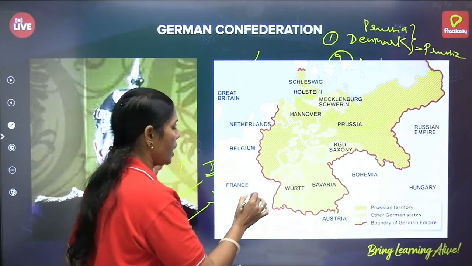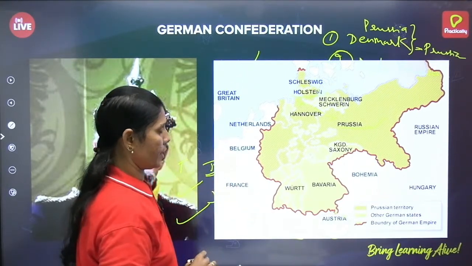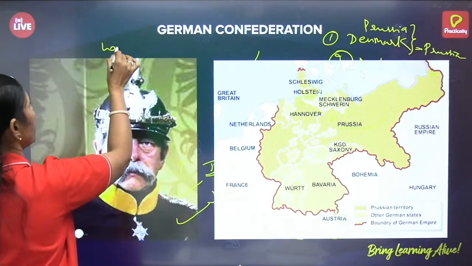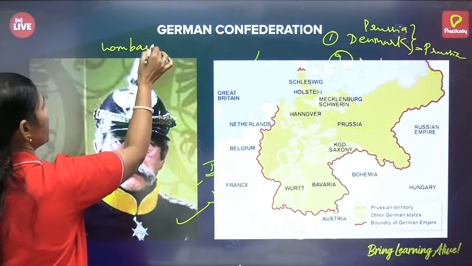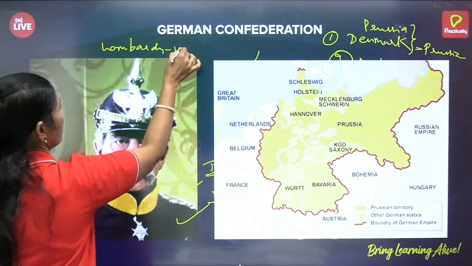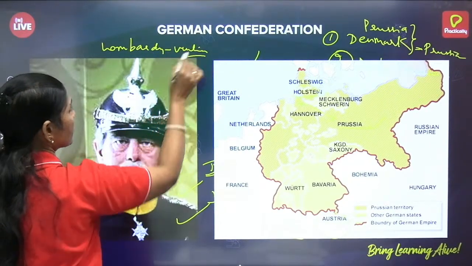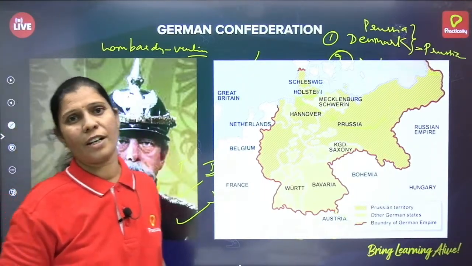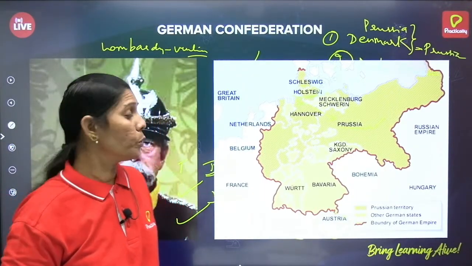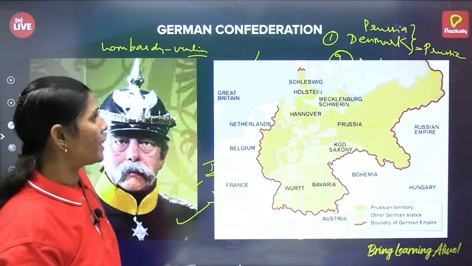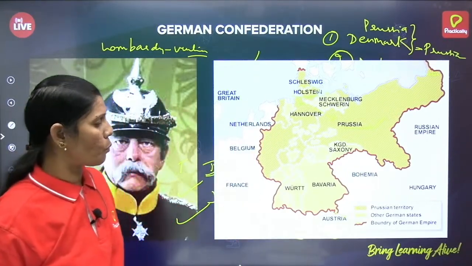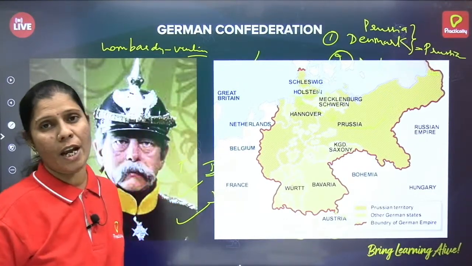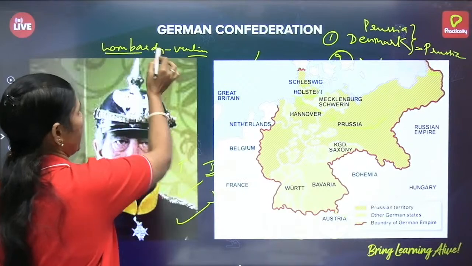In the war, Italy was offered a place. In the beginning, we discussed Lombardy and Venetia. So if you are with us, and if we win the war against Austria, we will definitely provide you Lombardy.